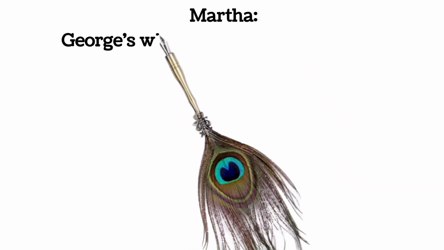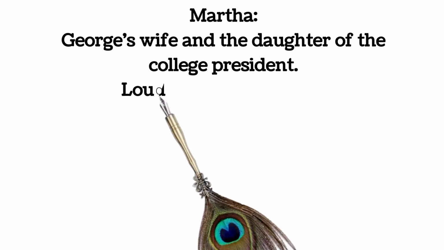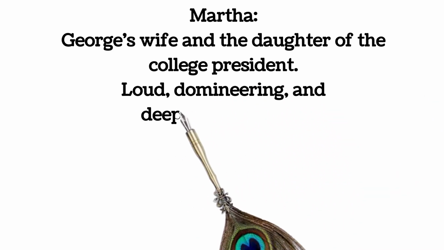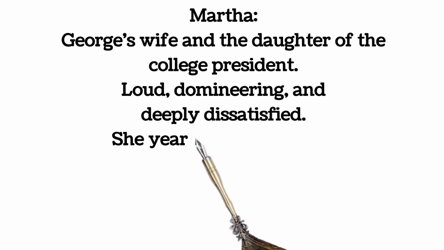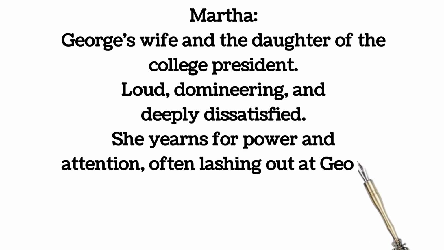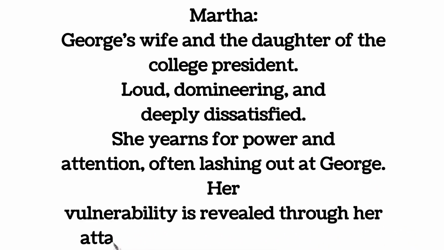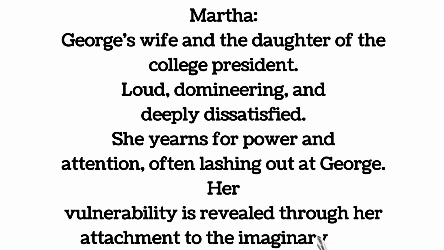Martha, George's wife and the daughter of the college president. Loud, domineering, and deeply dissatisfied. She yearns for power and attention, often lashing out at George. Her vulnerability is revealed through her attachment to the imaginary son.